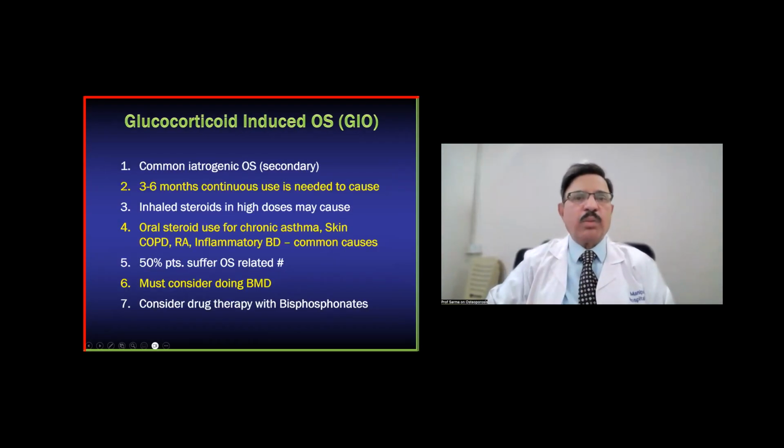Now, glucocorticoid-induced osteoporosis, GIO, this is my patient story. It is a common iatrogenic condition, that is, the doctor has given the prescription, which is why it is called iatrogenic.